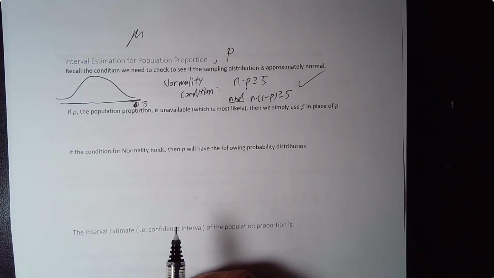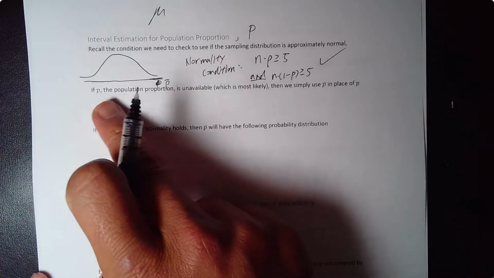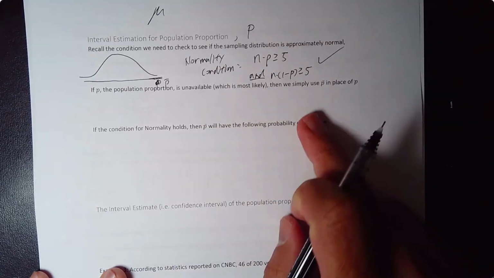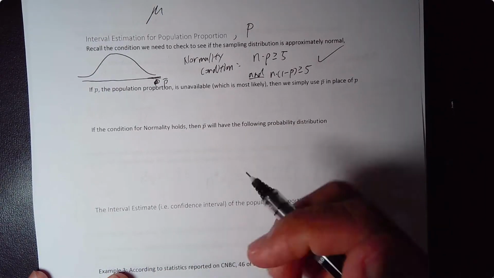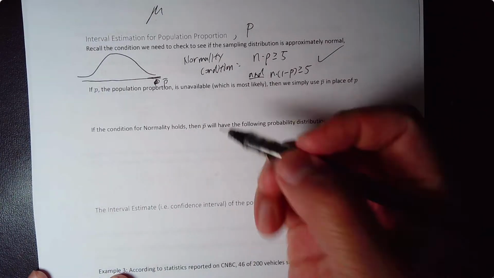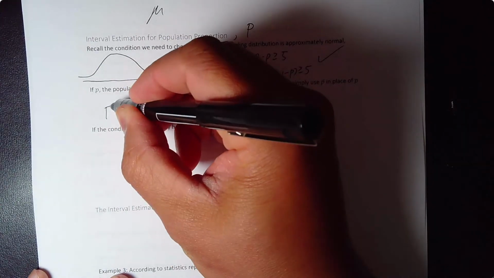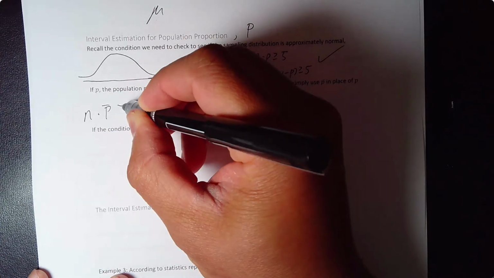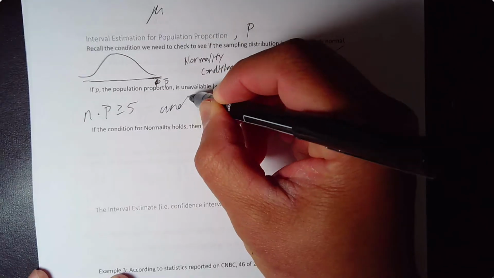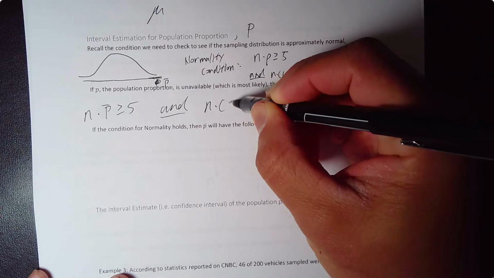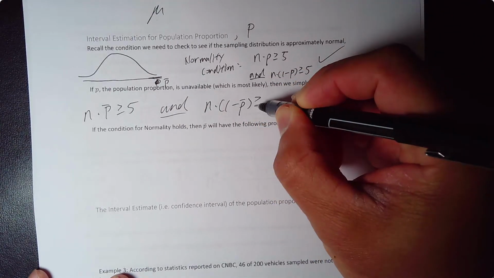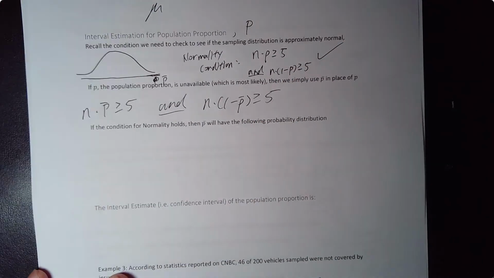If both of these are true, and both have to be true, then we have normality. Now, if the population proportion is unavailable, which is most of the time, we simply use p bar in place of p. So instead, we will have n times p bar greater than or equal to 5, and n times 1 minus p bar greater than or equal to 5. We'll check that, and that will give us our normality.